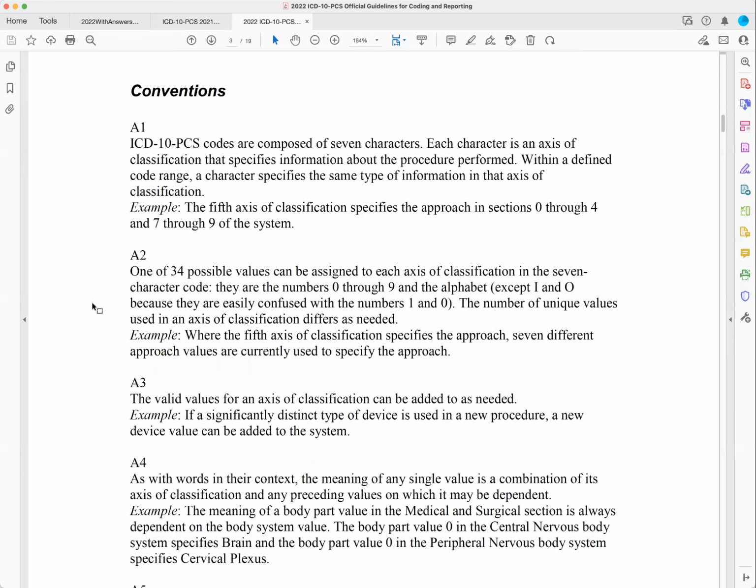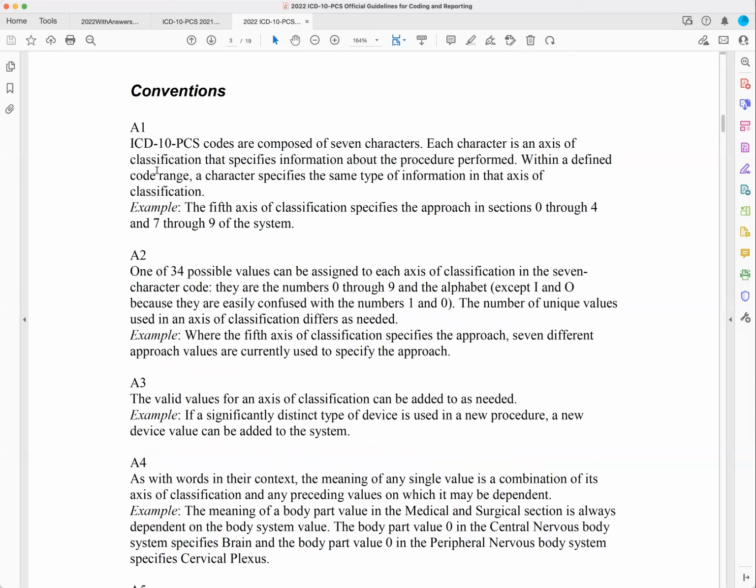The coding conventions for ICD-10-PCS, guideline A1 simply says that the codes are comprised of 7 characters. So every character represents something different. So your first character, for example, is your section. What section are you in? Are you in the medical surgical section? Are you in the obstetrics section? And so on. So we have section, then we have body system, then we have root operation, then we have body part, and so on. Always 7 characters long, okay?